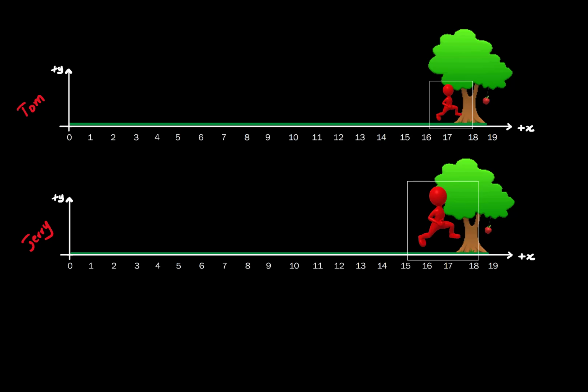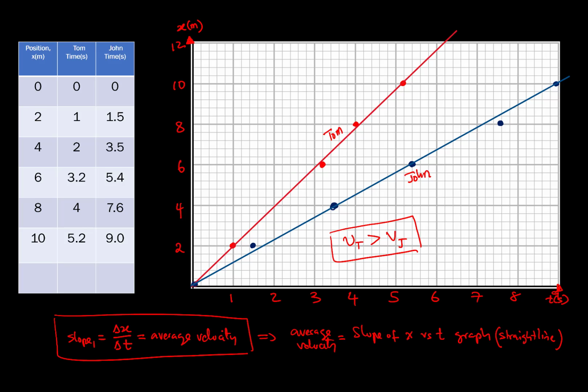So what we will do is, I would like for us to plot the position of Tom and Jerry with respect to time on a graph, to compare the two graphs to see which one actually runs at a faster speed. We already know the answer, but we want to see from our graphs. So in this diagram, we've plotted the position of Tom and Jerry versus time. The blue graph represents Jerry and the red graph represents Tom.